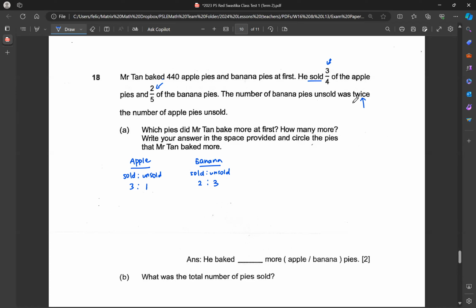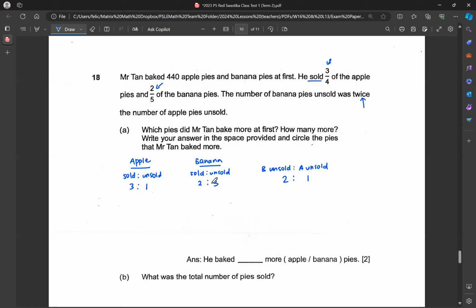Okay, and lastly, the number of banana pies unsold was twice the number of apple pies unsold. So this is bananas unsold versus apples unsold. So actually you can just write it as B unsold versus A unsold. Okay, just lay out like that. I think it will be clearer. So bananas unsold was twice, so that will be 2 units. Apples unsold is 1 unit.